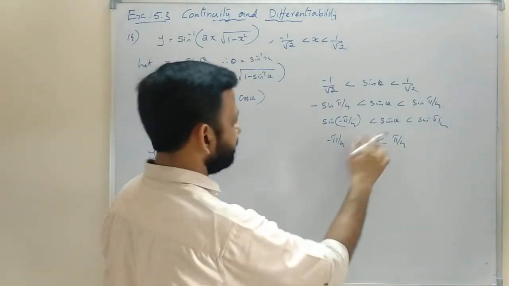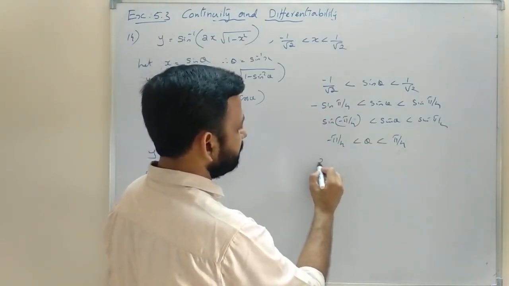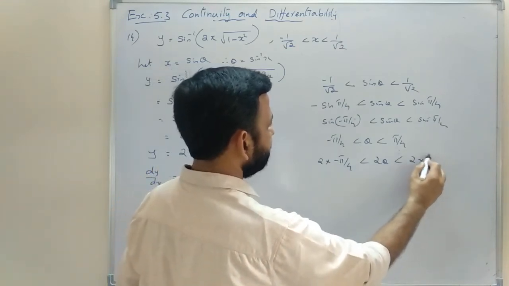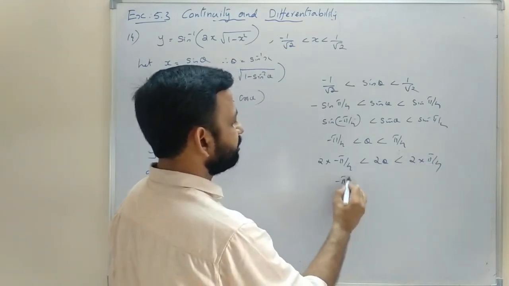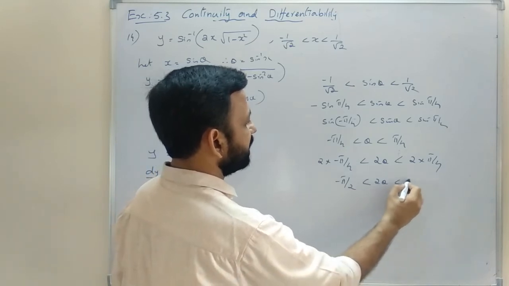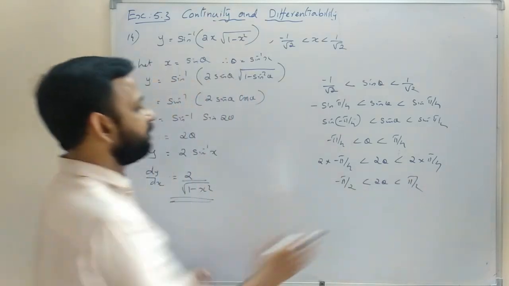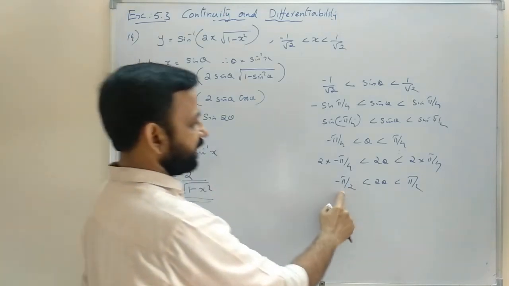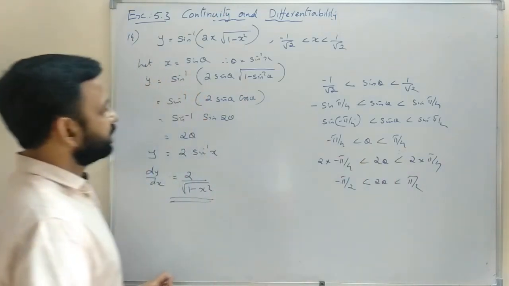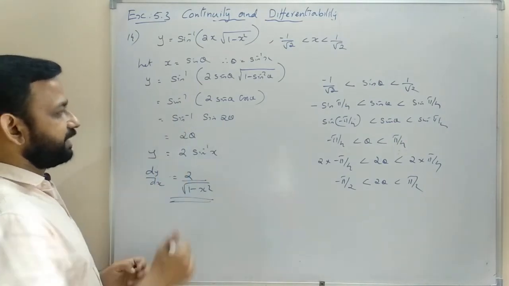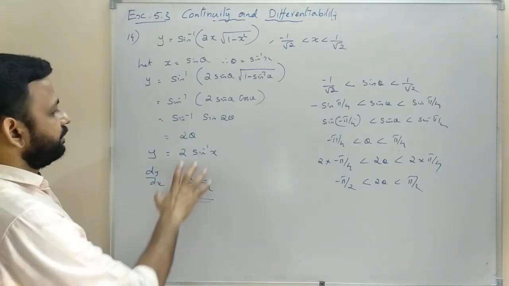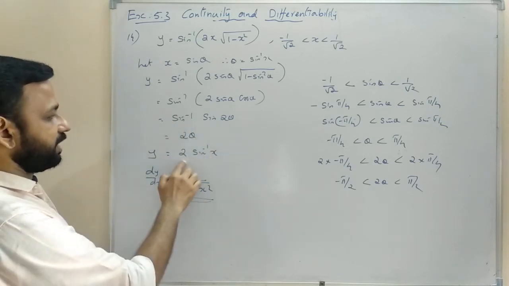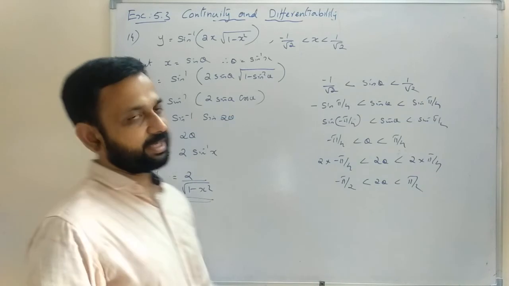So when we multiply by 2, then 2 into minus pi by 4 less than 2 theta less than 2 into pi by 4. So here minus pi by 2 less than 2 theta less than pi by 2. So this is the principal value branch. So 2 theta lies between minus pi by 2 and pi by 2. That is the principal value branch of sin inverse. Therefore, for dy by dx, sin inverse sin 2 theta is 2 theta. So we will get it. So it is satisfied.